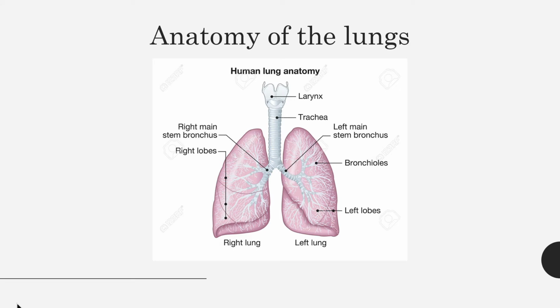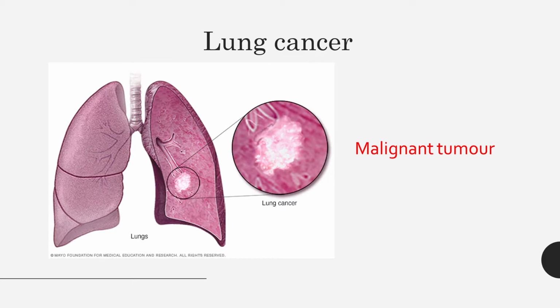Now that we have looked at the lungs, let's explore what lung cancer is. As its name suggests, it is the cancer of the lungs, particularly affecting the cells of the various parts of the lungs that we have explored earlier. Like other cancers, lung cancer is the result of the uncontrolled growth and multiplication of the cells in the lungs.